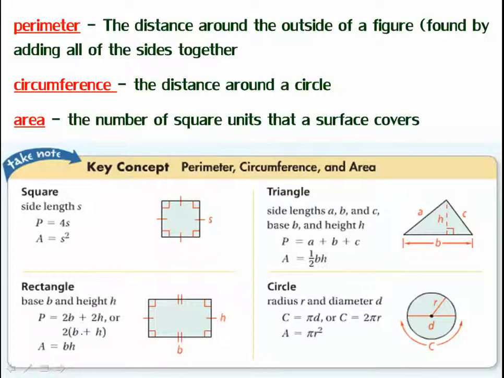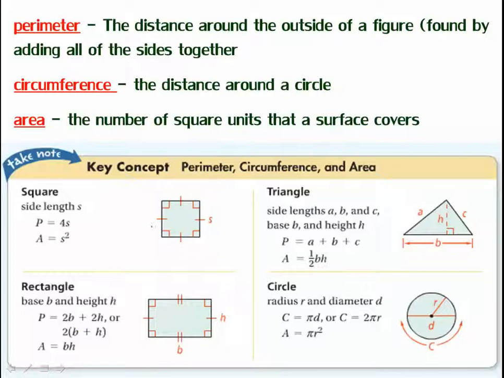The area is the number of square units that a surface covers. So perimeter is distance around the outside, while area is covering the surface. Remember that area is always measured in square units. In other words, it's the number of squares that it would take to cover a surface. Some of our common formulas are listed on this page.